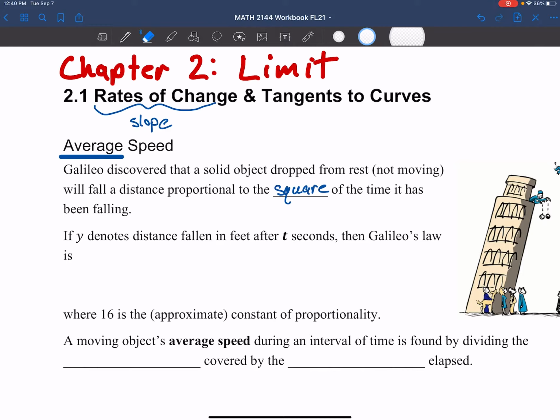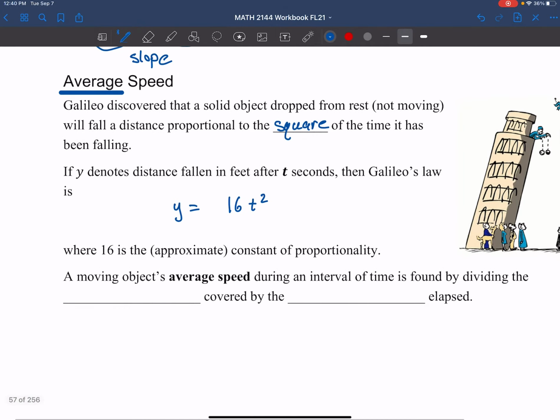All right. So the function or the formula he has is that y denotes the distance fallen after t seconds, and it's equal to 16t squared. So that 16 is the approximate constant of proportionality. So what is the relationship? It's just some constant that modifies the output of the function. And this right here is a function of time.